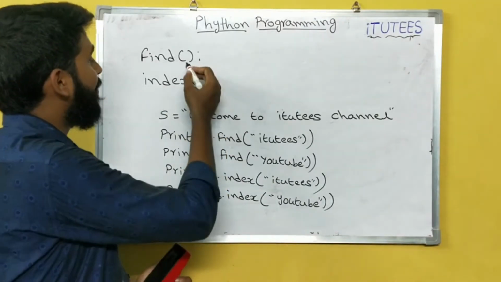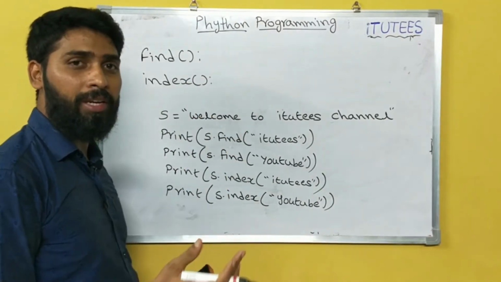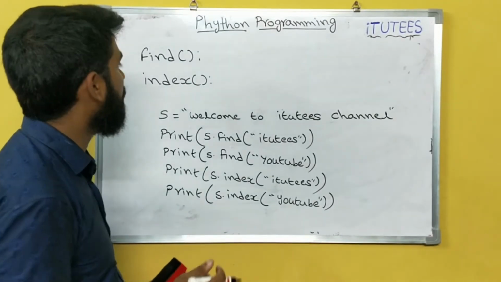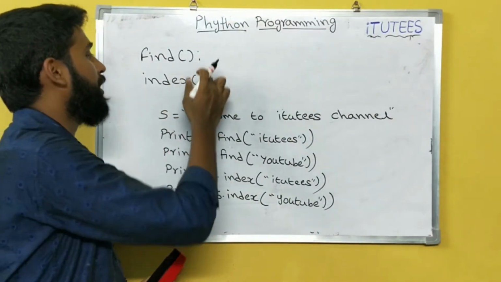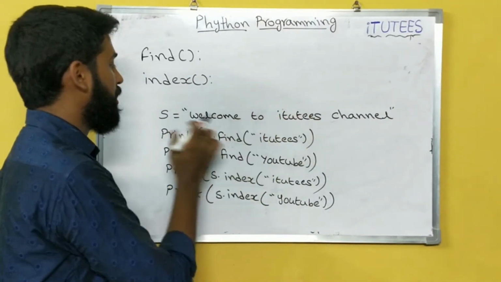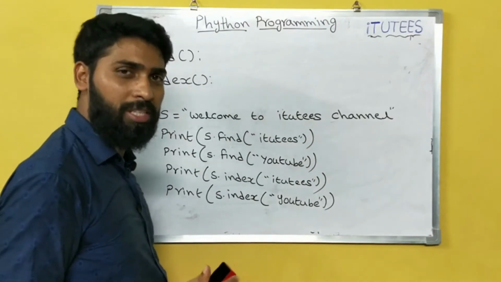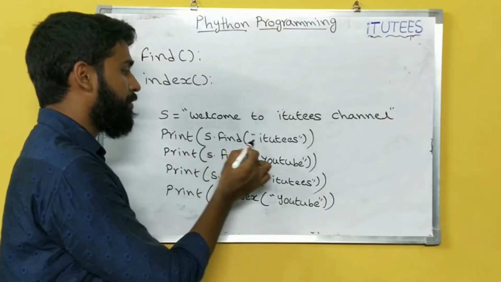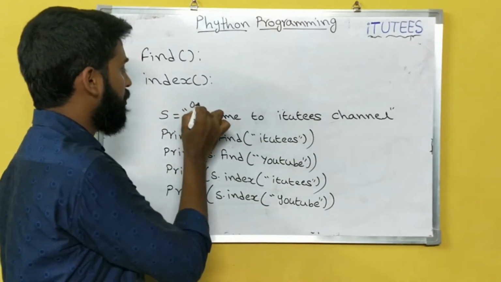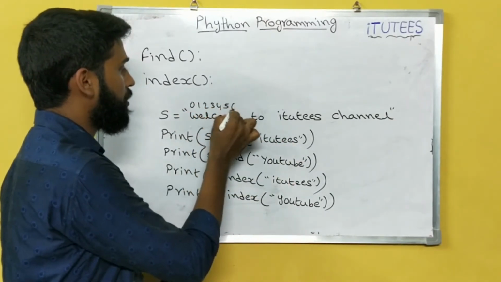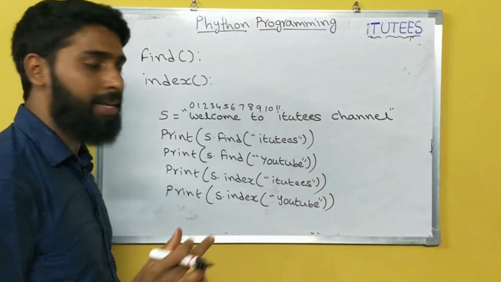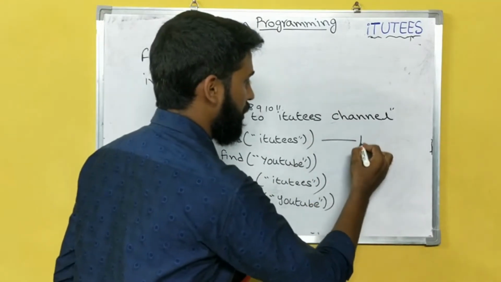By using find and index functions, we can get the particular index of a substring. So now you can ask, what is the difference between find and index? We can see that. So now I am taking this string S equals to welcome to ITUTEES channel. So print S.find('ITUTEES'). So what is the index of ITUTEES? 0, 1, 2, 3, 4, 5, 6, 7, 8, 9, 10, 11. So 11 is the index of ITUTEES. So it prints 11.